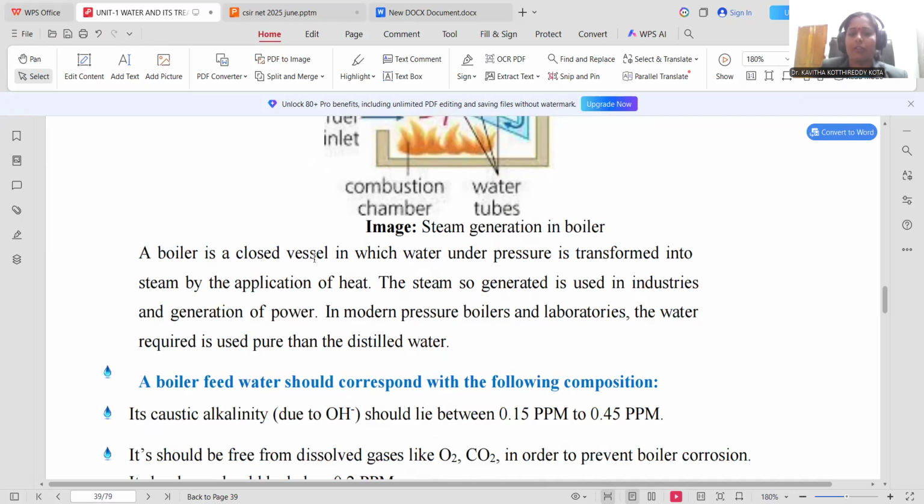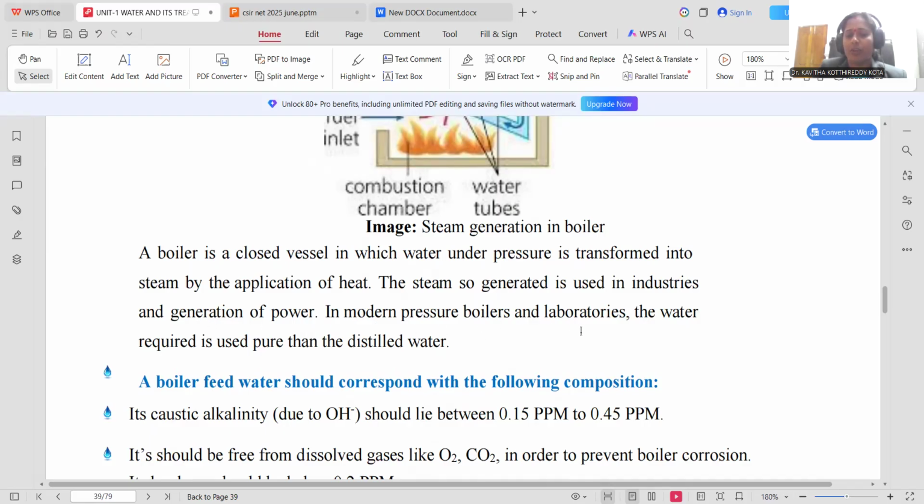A boiler is a closed vessel in which water under pressure is transformed into steam by the application of heat. You are heating continuously so that the water will be boiled. Boiled water generates high energy containing water vapor. That water vapor with high heat content is said to be steam. The steam so generated is used in industries and even in hydroelectric power generation. So power generation is also possible.